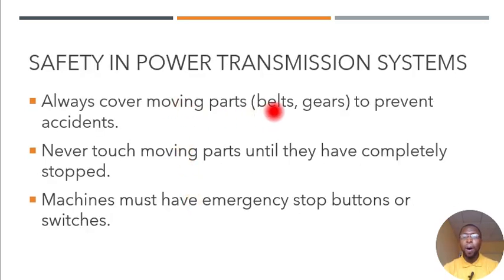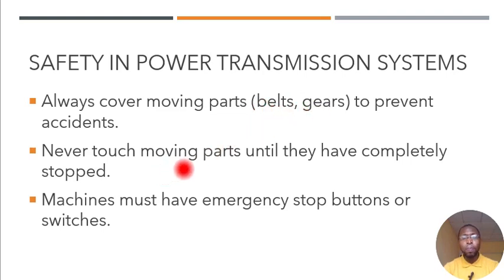Now, safety in power transmission systems. To avoid accidents when you are using a machine with a power transmission system, number one, you should always cover the moving parts, such as the belt and the gears. These moving parts should be well covered to prevent accidents, because if they are not covered and you mistakenly touch them, a lot of people have lost their hands in industry because of the carelessness of leaving belts and gears open.